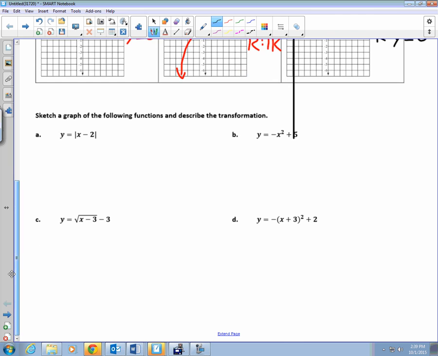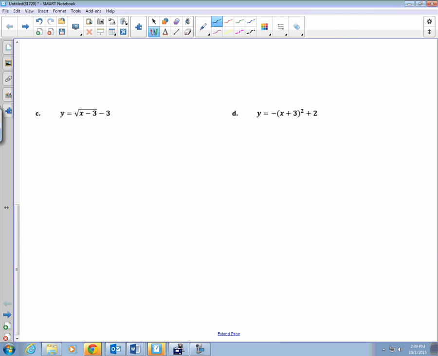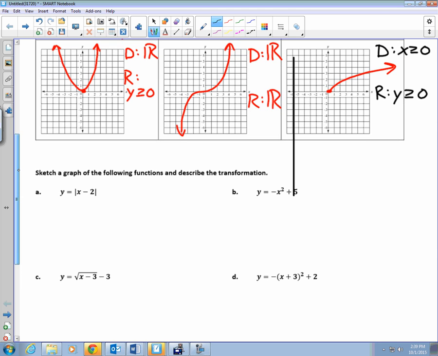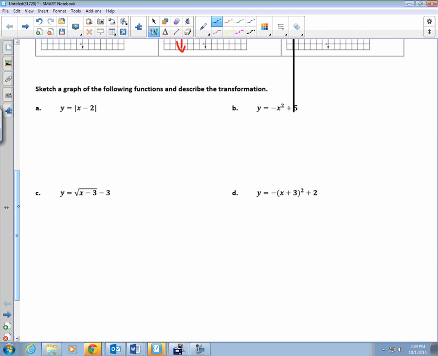So what we want to do today is try 4 examples where we sketch the graph, and then we describe the domain and the range, okay? All right, graph of absolute value of x minus 2, okay? So you really got to follow me here. Write this above it.